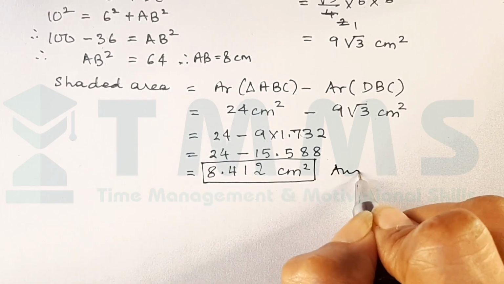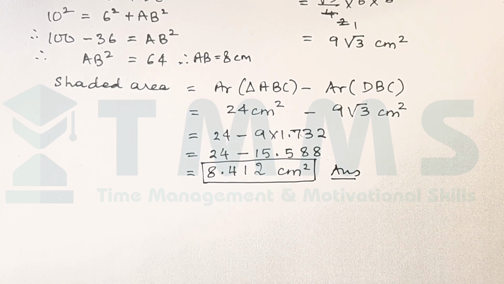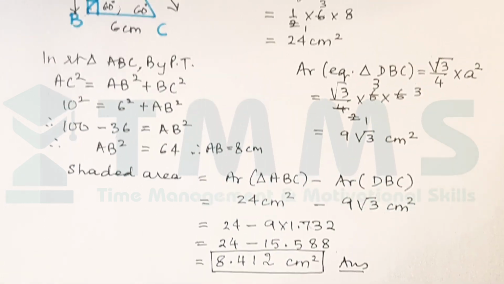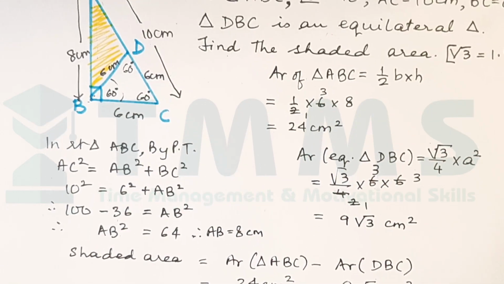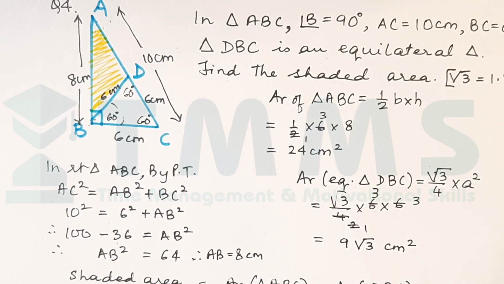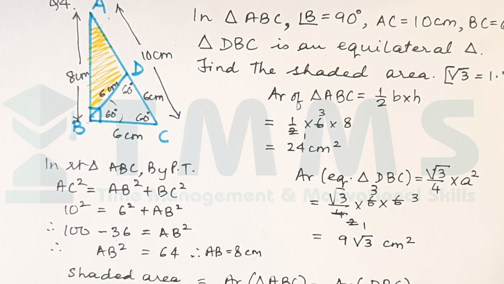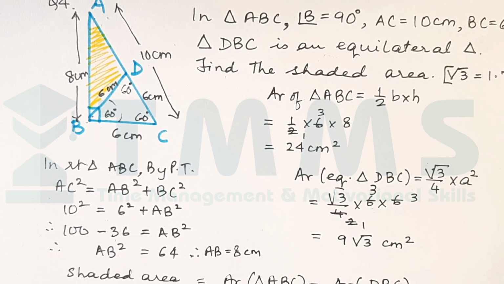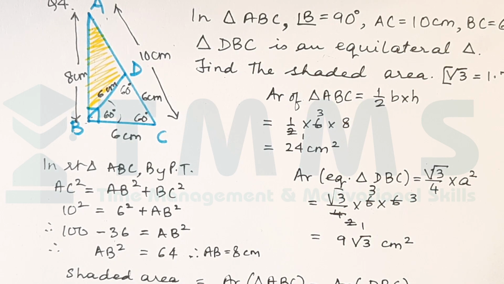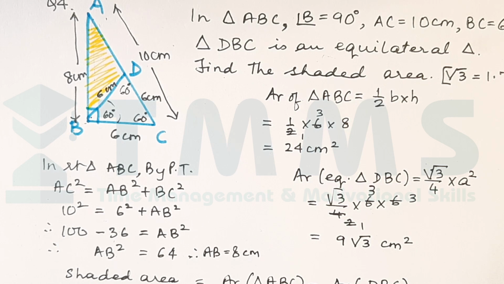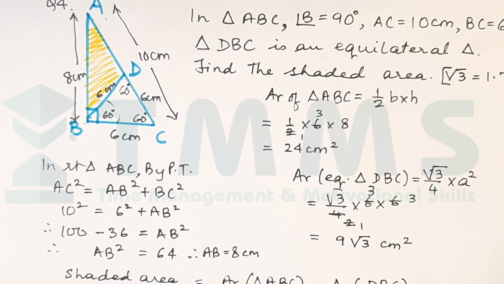So did we understand how we get this? So that is our answer. Are we understanding how this is to be done? Watch this very carefully. What did we do? We looked at the right triangle and we found the third side, and then we found the area of the right triangle. We found the area of the equilateral triangle, and we subtracted the small triangle from the big triangle to get the shaded area.